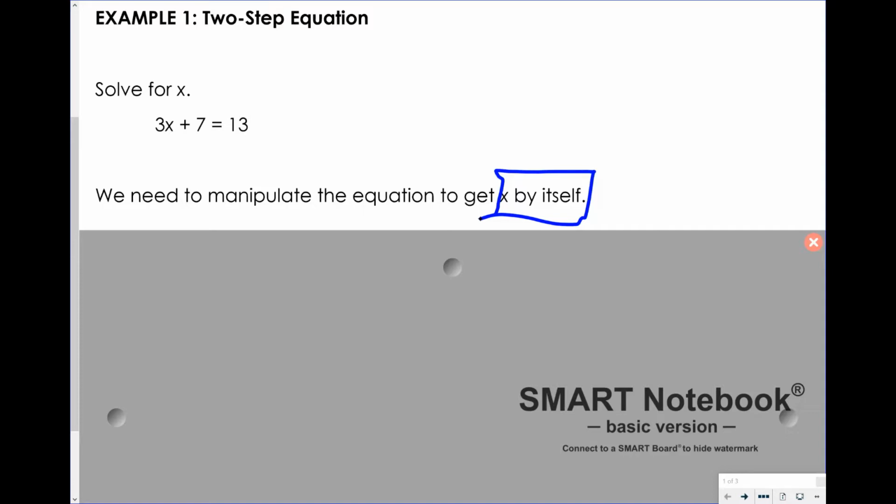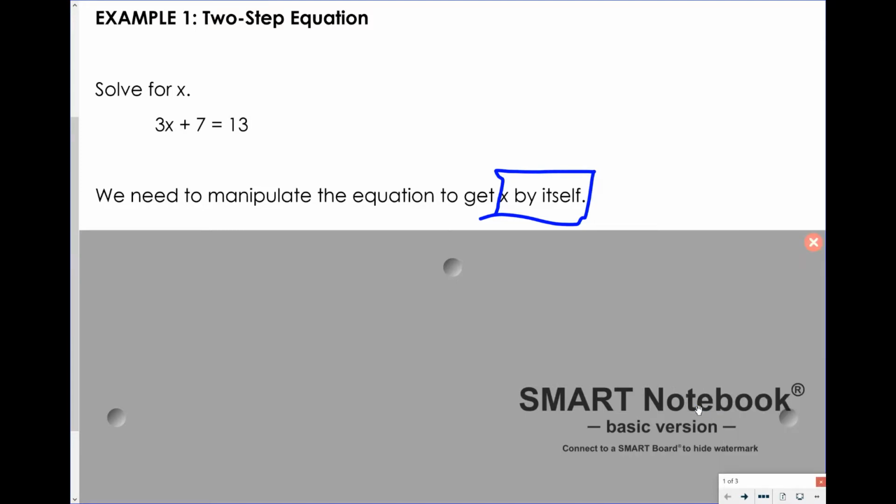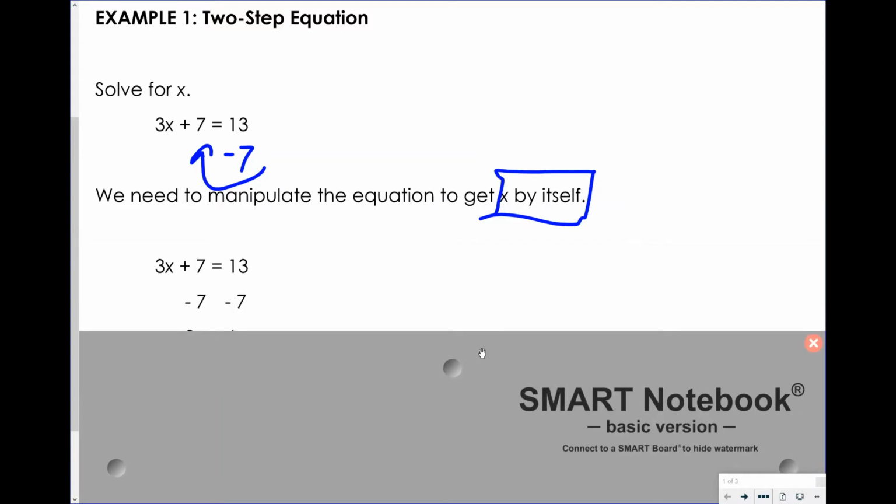So we're going to subtract 7 here. Well, I have it down here. We're going to subtract 7 on both sides. Okay? And also right here as well. It won't let me write right there, but I have it down here. Voila. So subtract 7 on both sides to get x by itself.